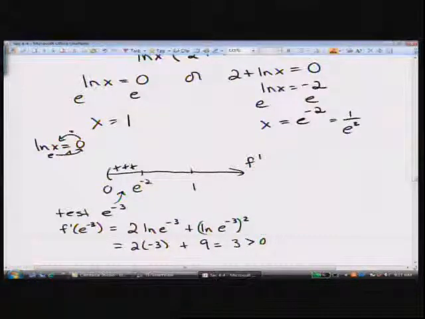Now, if you're having a bad day, you could just figure out what e to the negative 2 is on your calculator, pick a number less than that, plug it in with your calculator, and figure out that it's positive. But you kind of take away your learning fun when you do that.